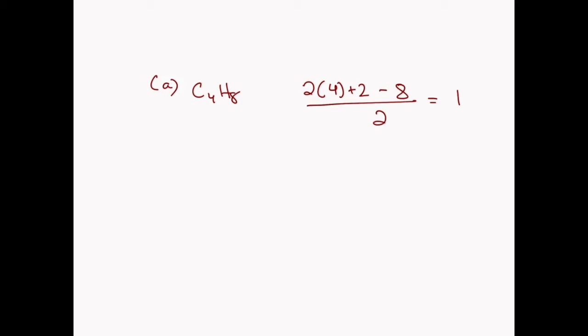So what are the possibilities? It could be cyclobutane, a 4-membered ring, where the ring is the 1 degree of unsaturation. You could have an alkene, where the double bond is between the first 2 carbons. You could have it where it's between the second and third carbons. You could also have an alkene that looks like this.